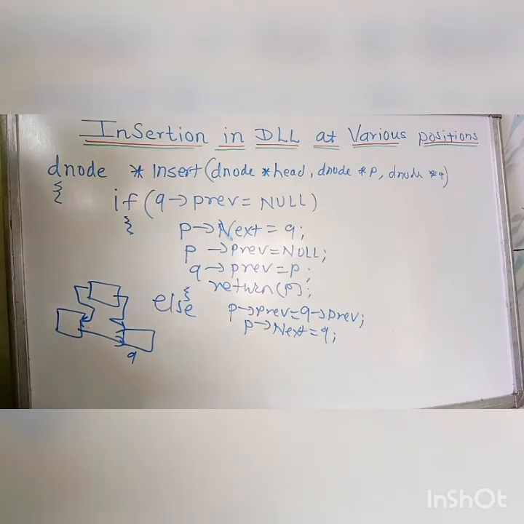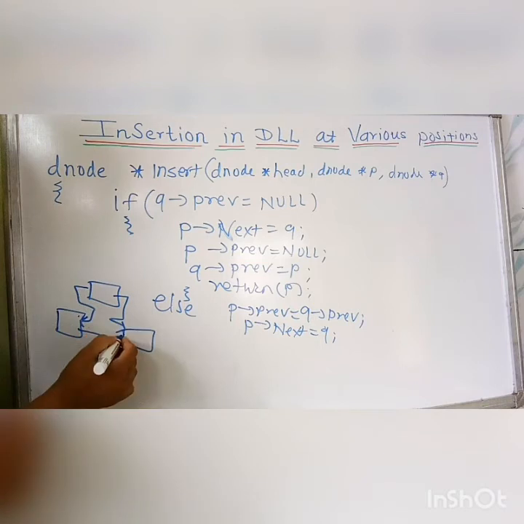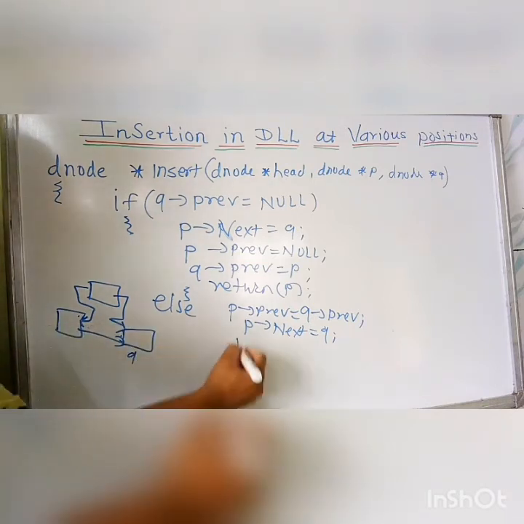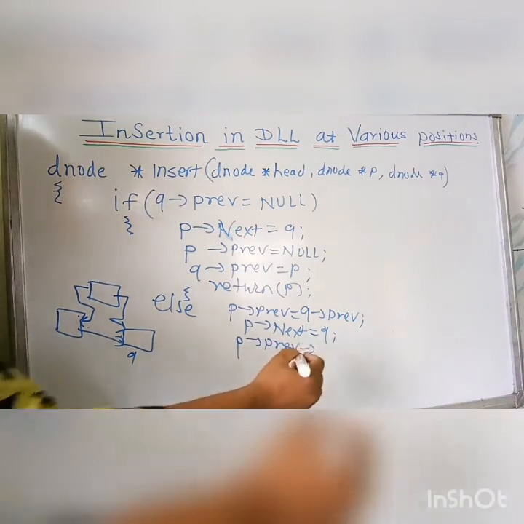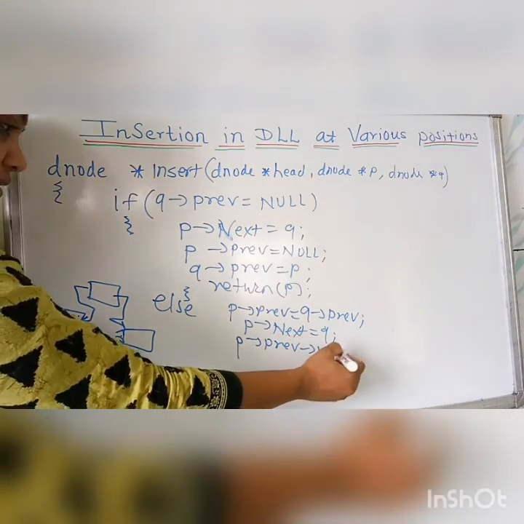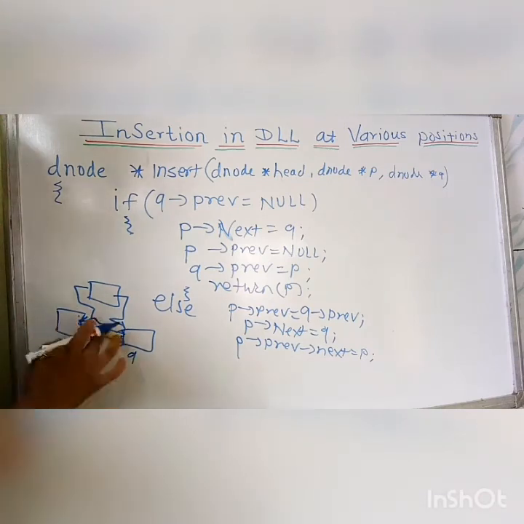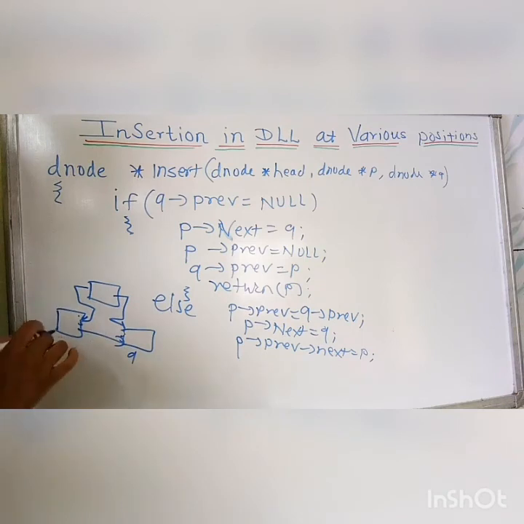P pointer previous pointer next equals to P. Means P pointer previous pointer next. What is it? First of all, we will write P pointer previous pointer next equals to P. Means first of all, this previous node was connected to this Q. Now we have to connect it to the P. So we are taking the statement like P pointer previous, means this node, pointer next will be the P.